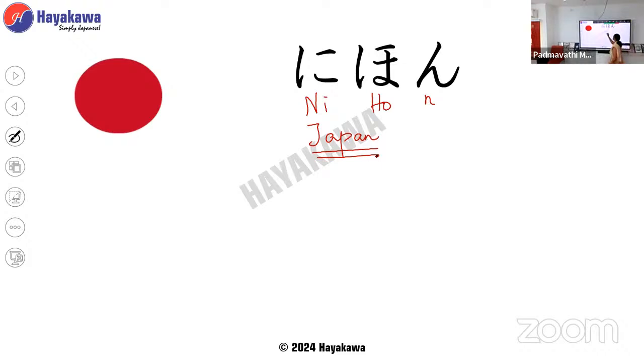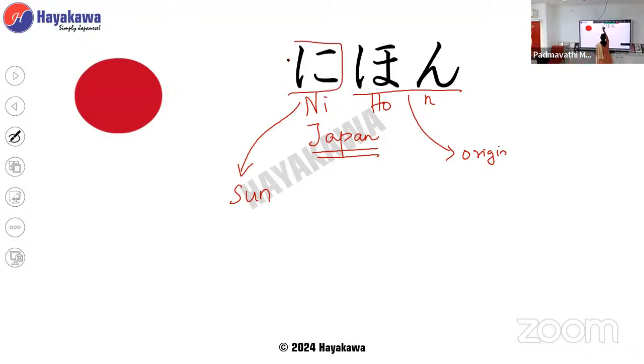Here, this Ni stands for the sun, so it is the land of rising sun. Hon will be origin. You will learn it in the kanji; from the kanji, you will easily know, comparing with the meaning. So Ni stands for sun, and Hon stands for origin. Origin of sun, land of rising sun. That is why we say Nihon.